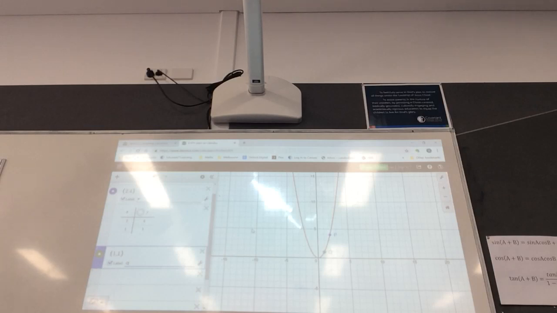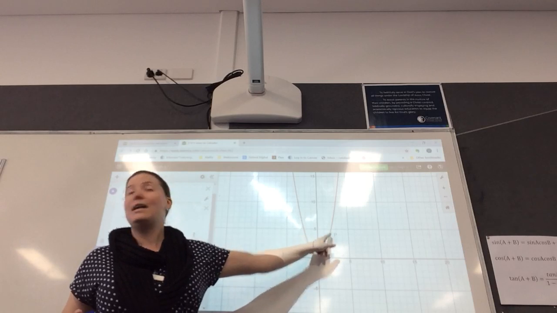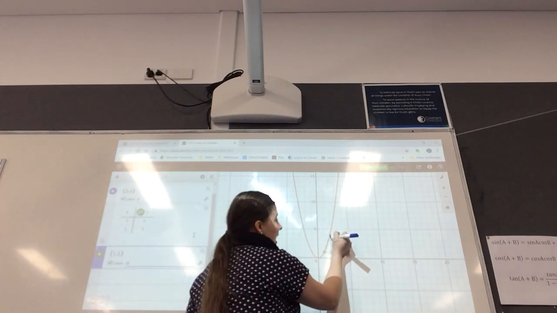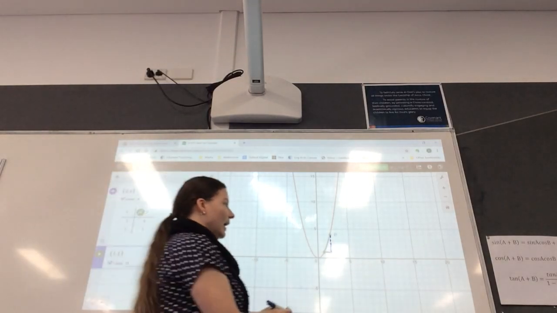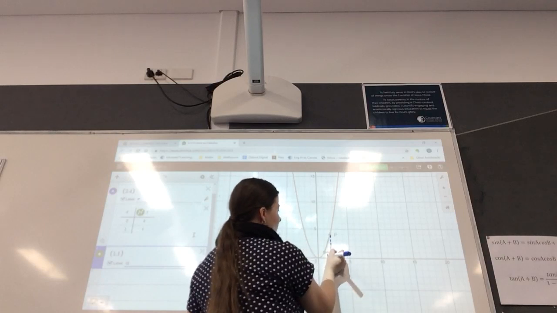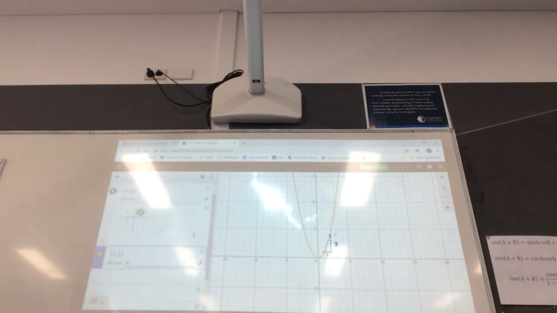Now what I'm going to do is pick another point on the curve. So I'm going to pick (1, 1), and I am going to join (2, 4) and (1, 1) together. I'm trying to find the gradient of my parabola at the point P. Now this is looking pretty good, right? I can make my triangle and I can find my run is 1 and my rise is 3. So I could come up with a gradient of 3. What do you think? Does that seem okay from what I've done?